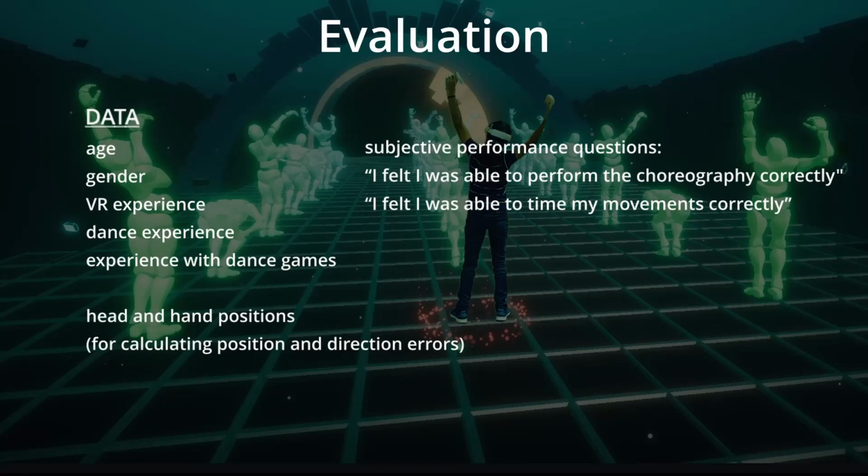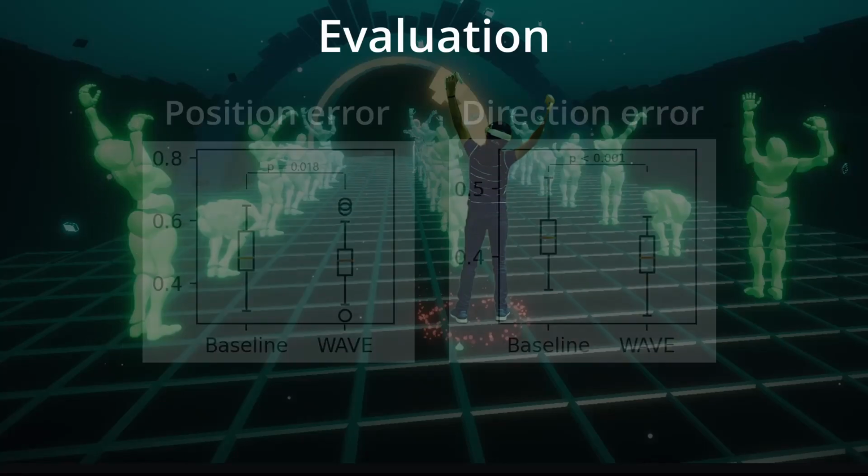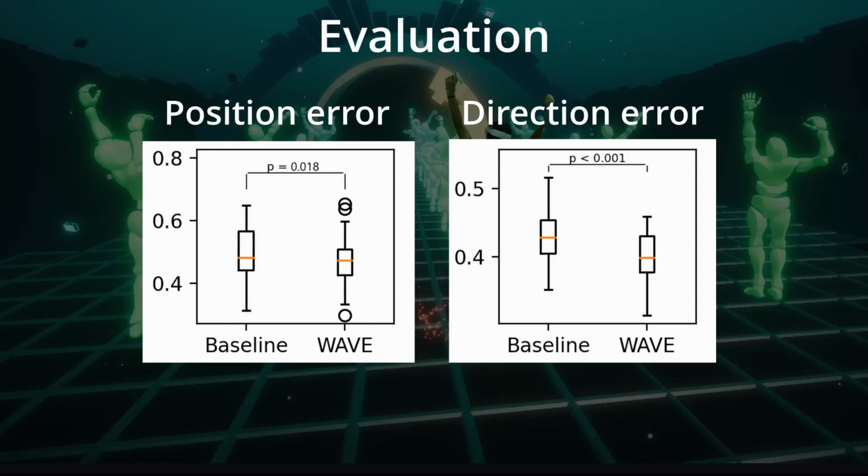The questions were: I felt I was able to perform the choreography correctly, and I felt I was able to time my movements correctly. After gathering the data, we found no statistically significant differences between wave and baseline in these subjective questions. However, both position-based and direction-based movement accuracy had statistically significant differences in errors between the two conditions. This means that wave provides a potentially useful visualization approach for VR dance designers.